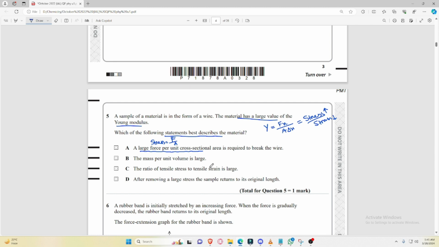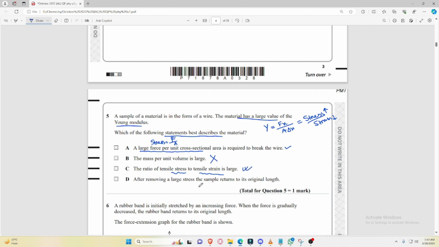But we cannot come to a conclusion yet because they did not tell anything about the strain. So we are keeping it here. Next option: the mass per unit volume is large. That is something not related to Young modulus at all. Ratio of tensile stress to tensile strain is large. Yes, Young modulus is stress by strain. If the ratio is large, Young modulus is large. So this is the more preferred option.